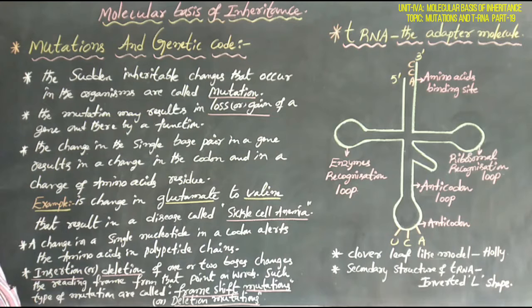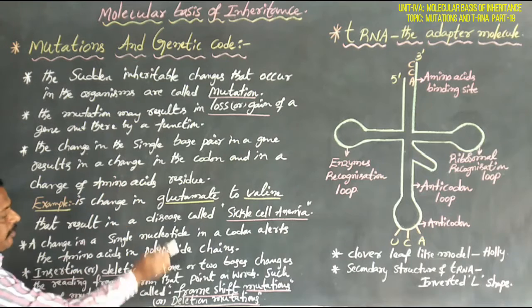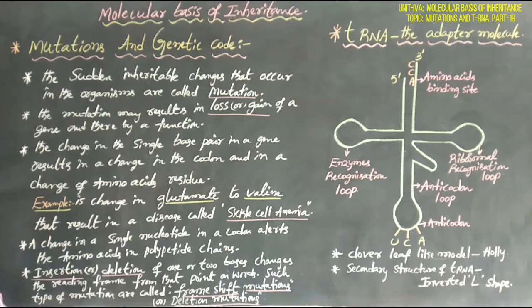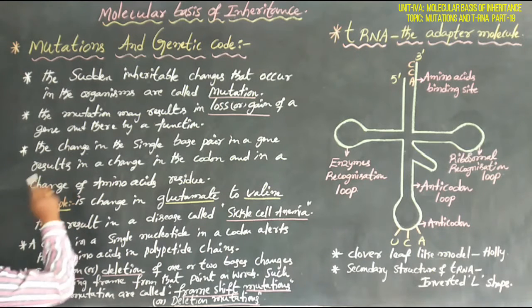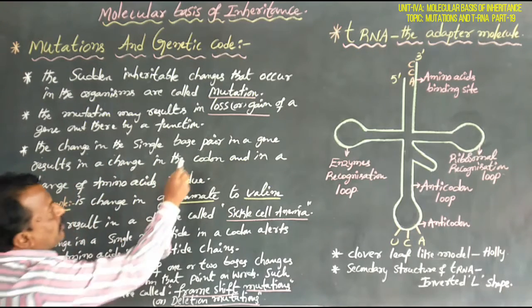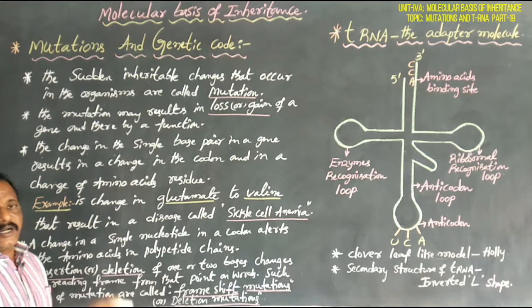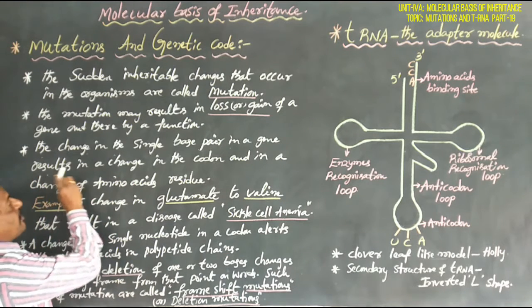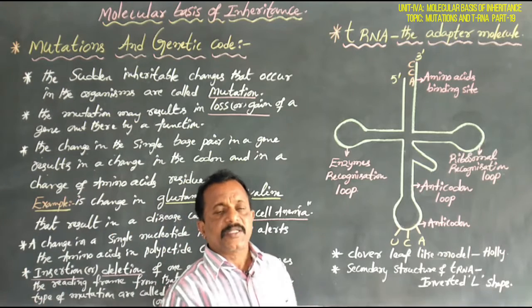These mutations are mainly of two types: one is point mutation, a single base pair mutation, and the second is frame shift mutation. First, point mutation: a change in a single base pair in a gene, DNA or chromosome results in a change in the codon.